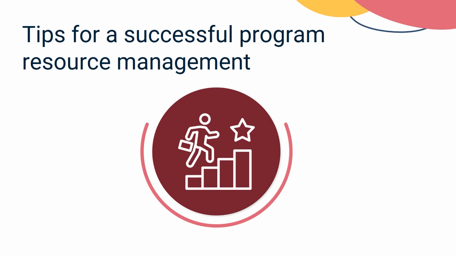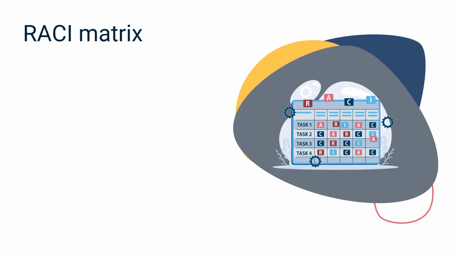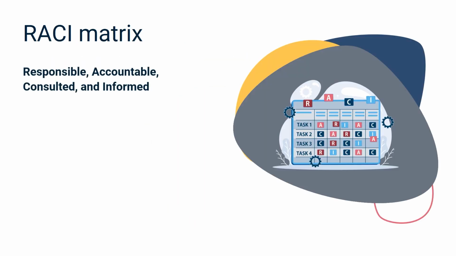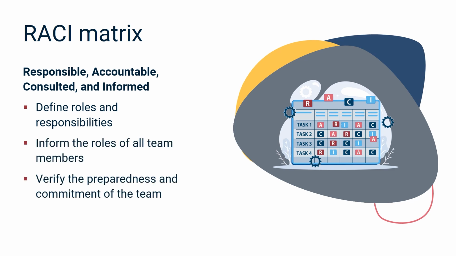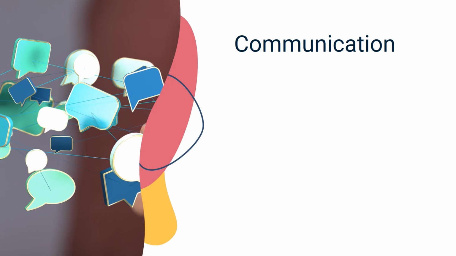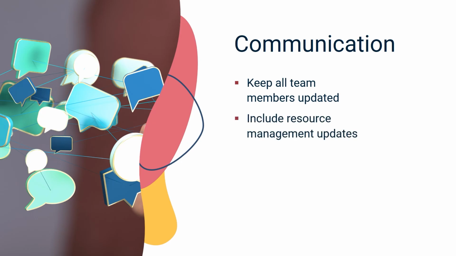Now, let us explore some essential tips to make your program resource management activity successful. Create a RACI matrix. RACI stands for Responsible, Accountable, Consulted, and Informed. Think of RACI as your team's game plan. Make a chart to show who's doing what and ensure everyone knows their role and is ready to play their part. Another best practice is open communication and keeping all team members updated. Everyone must know what's happening, so ensure that resource management updates are included in your communication plan.